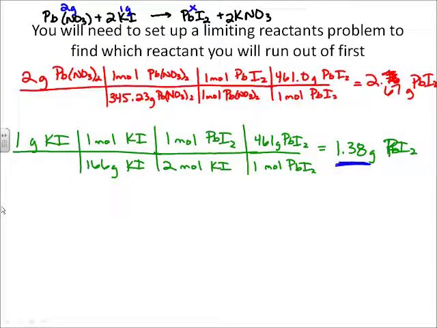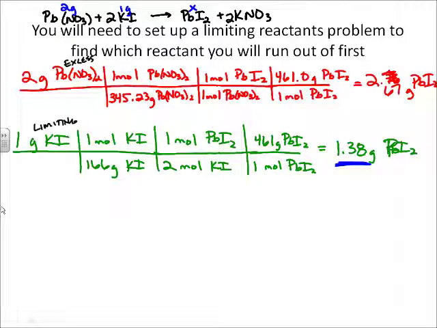So this is the amount that we can actually produce from 2 grams of lead-2 nitrate and 1 gram of potassium iodide. We can only produce 1.38 grams because at that point we don't have any more iodine atoms to make more of it. So in our reaction, we're going to label the potassium iodide as the limiting reactant, and the lead-2 nitrate as the excess reactant.